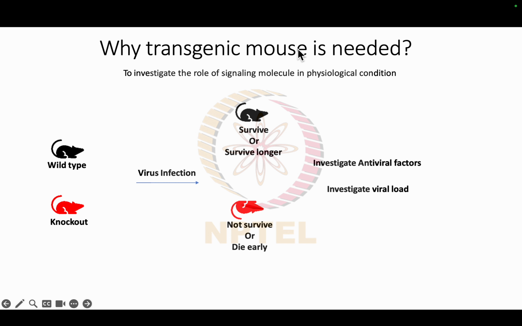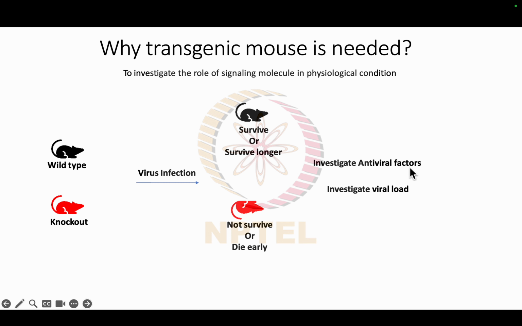So why is a transgenic mouse needed? To investigate the role of signaling molecules in physiological conditions. Wild type means no genes are knocked out. Knockout means some important genes are knocked out to see the function of those genes. Then you infect with virus. The wild type will survive, or survive longer, while the group where you have knocked out or dysregulated genes important in fighting virus will not survive, or will die early.